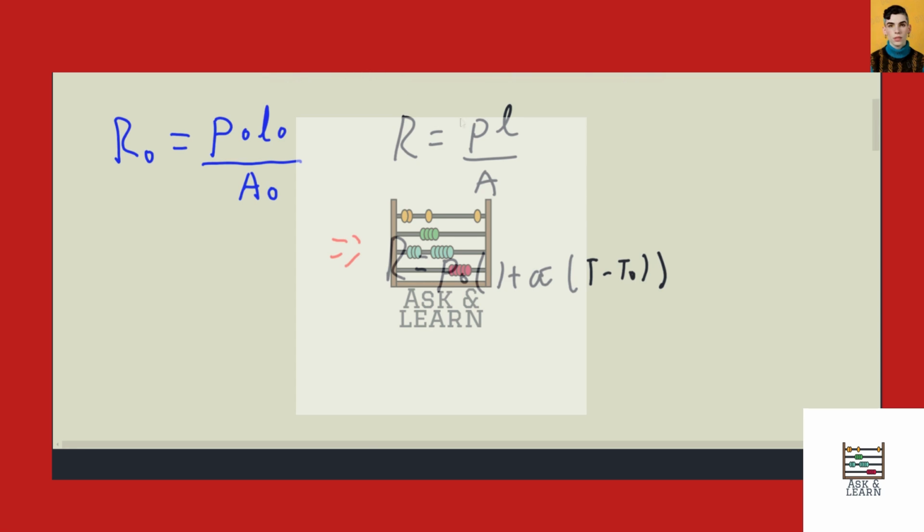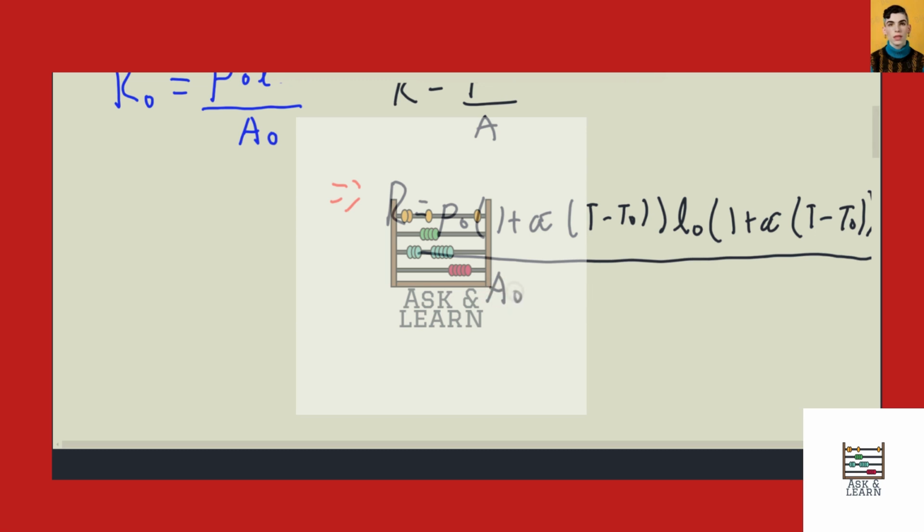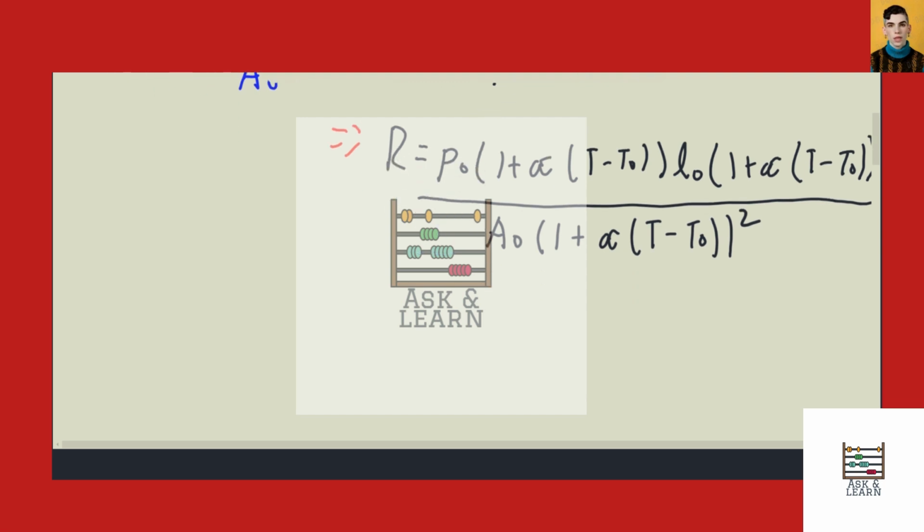And then we're going to do the same thing for this length. So this is going to be times L naught times 1 plus alpha times T minus T naught. And then we do the same thing for the area. So we have A naught times 1 plus alpha times T minus T naught squared. And we're going to simplify this.